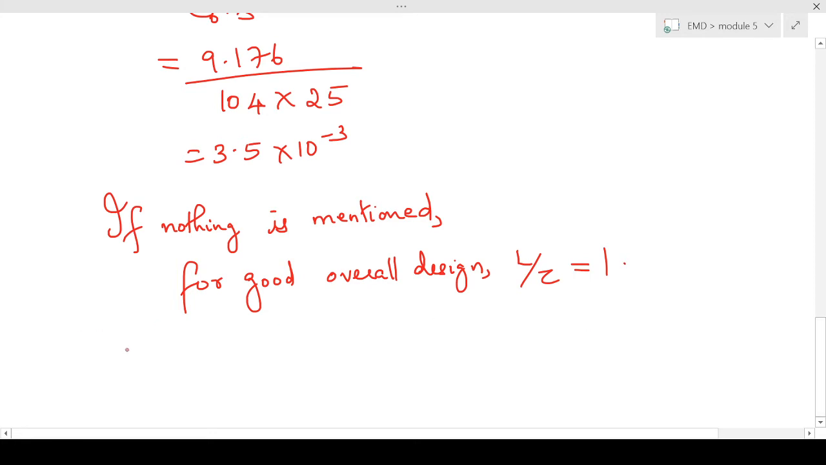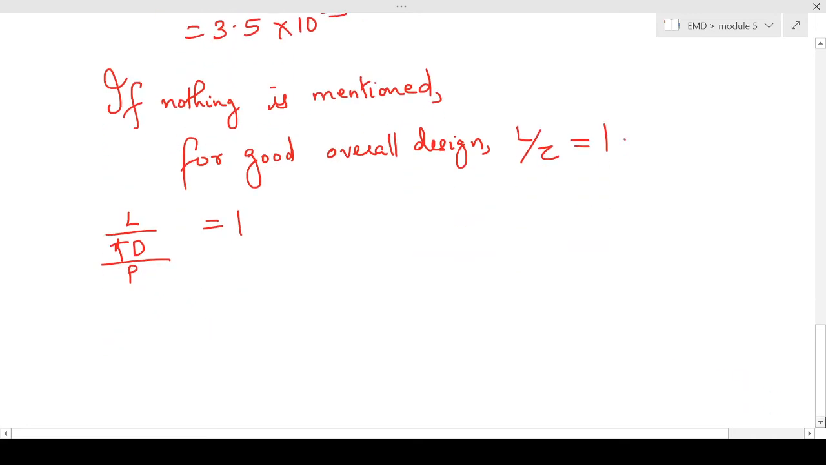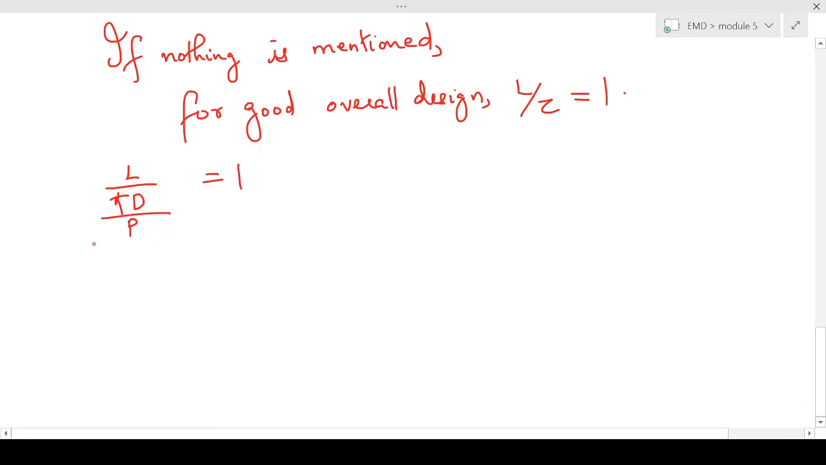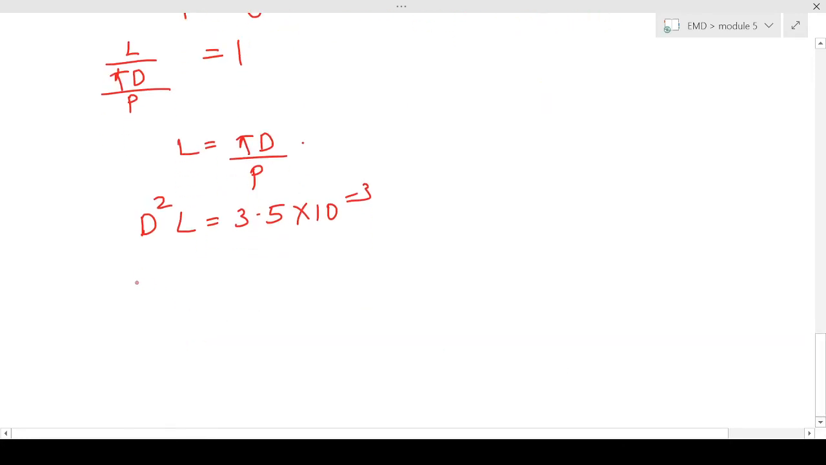So that is, tau is the pole pitch. So L by pi D by P is equal to 1. So we know the value of number of poles. So we can write L is equal to pi D by P. So we can substitute that over here. D square L is equal to 3.5 into 10 raised to minus 3. So instead of L we can give pi D by P. So we will get D square into pi D by number of poles, here it is 4, that is equal to 3.5 into 10 raised to minus 3.